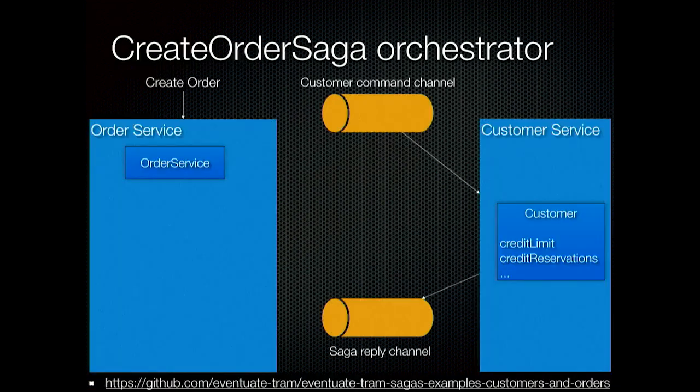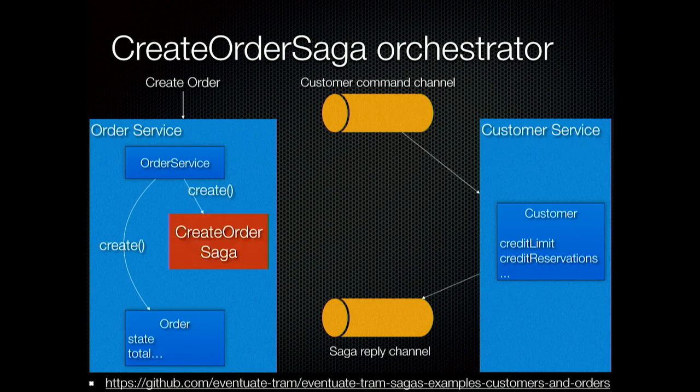So in the case of the create order Saga, it would work like this. Request comes into the order service. The order service, actually in this design, creates the order first and then creates the create order Saga. Now, in a different design, they could be combined into one step. So it's sort of using the create order Saga to finalize the creation of the order.